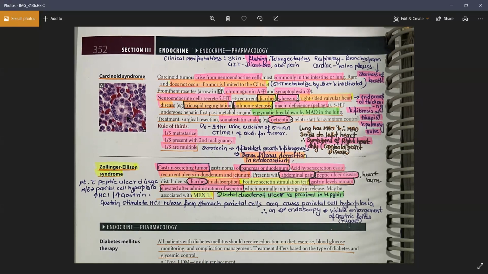Very important. If the tumor is limited to the GI tract, then the symptoms of this kind of tumor won't occur, right? Why? Because your liver has the enzyme that can metabolize the serotonin. Please remember, all of the symptoms of the carcinoid syndrome are because of the serotonin release. And because your liver has the enzyme which can metabolize the serotonin, it won't be causing any symptoms. Symptoms will only occur whenever the tumor metastasizes to the liver, bypassing this enzyme.